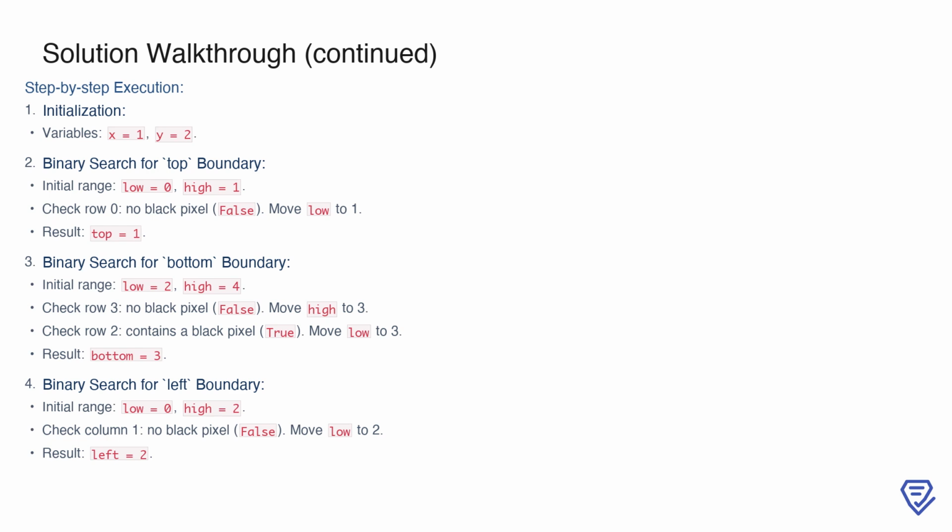For the bottom boundary, we use binary search with the range low equals 2 and high equals 4. Checking row 3, we find no black pixels, so we move high to 3. Row 2 contains black pixels, so we adjust low to 3. This gives us bottom equals 3.